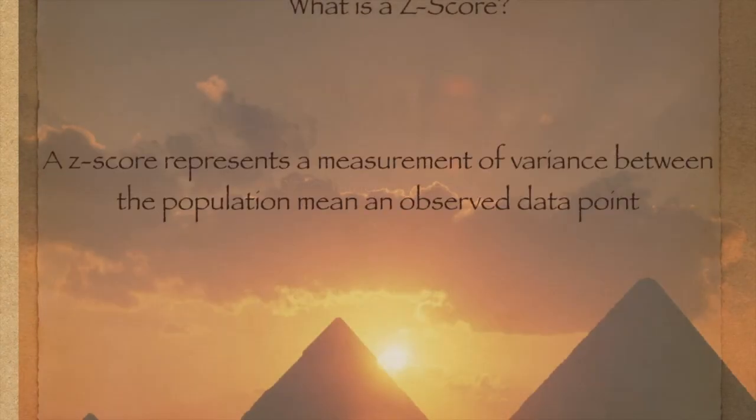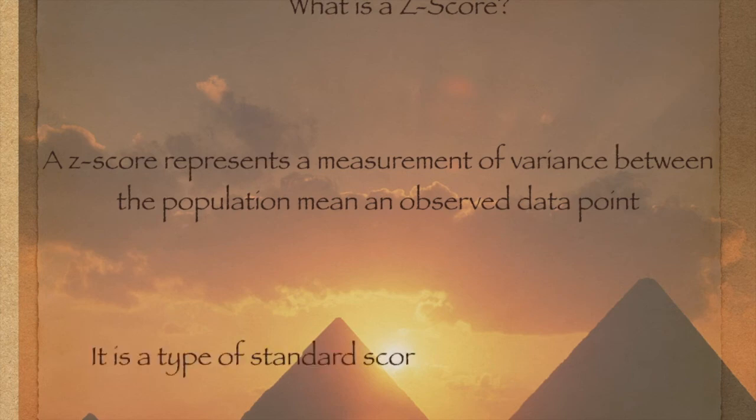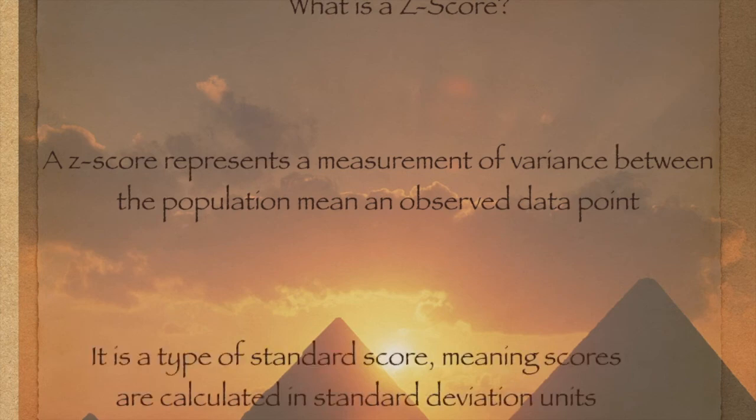What is a z-score? A z-score represents a measurement of variance between the population mean and an observed data point. In other words, how far is the observed data point from the average? This could be a single data score or the mean of a sample population, usually after some type of treatment and research. It is a type of standard score, meaning scores are calculated in standard deviation.